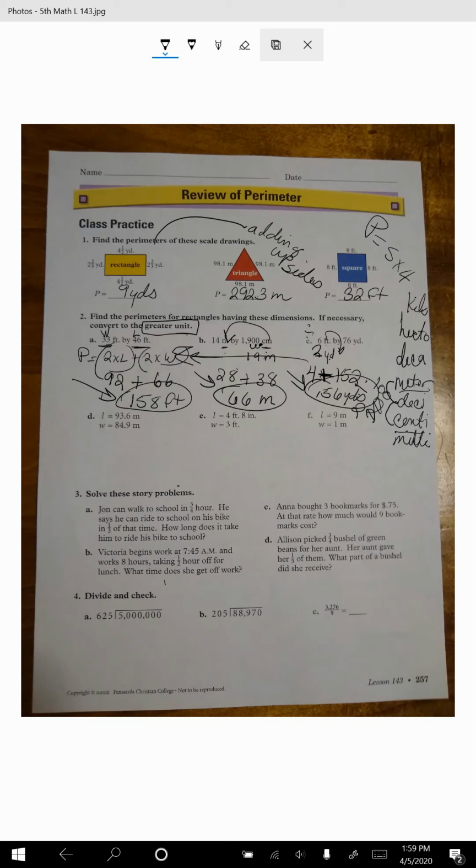Okay, these two are both in meters, so we can just do 2 times the length and 2 times the width. So it'd be 93.6 times 2. And that's what I get. And 84.9 times 2 is 1698. Let's see if I am correct.